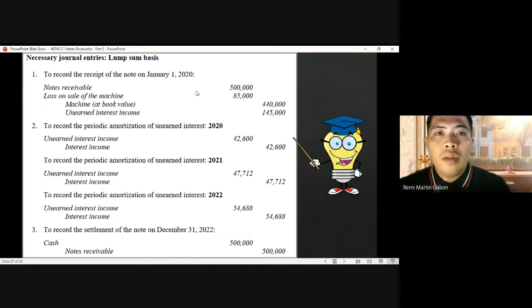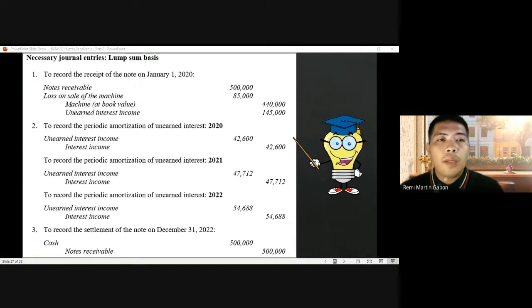Okay? Proceed tayo sa journal entries. Sa January 1, debit notes receivable 500,000. Debit loss on sale 85,000. Credit machine at book value 440,000. Should the accumulated depreciation is given, we're going to debit accumulated depreciation and credit machine at the cost or original cost. But since it is provided na book value na agad, yung 440,000, so credit na lang ulit, diretso sa machine. Then we credit interest income 145,000.